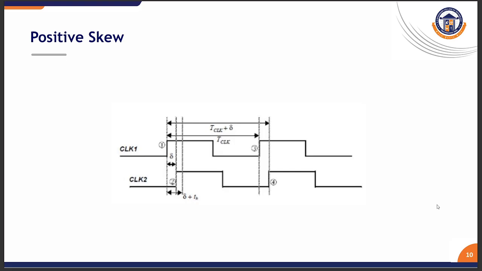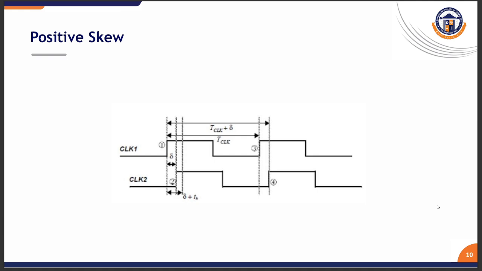And the next one is positive skew. Positive skew occurs when the clock arrives later at the destination flip-flop compared to the source flip-flop. The effect of positive skew is that the setup timing improves and the hold timing becomes worse. So positive skew is good for setup, but bad for hold.